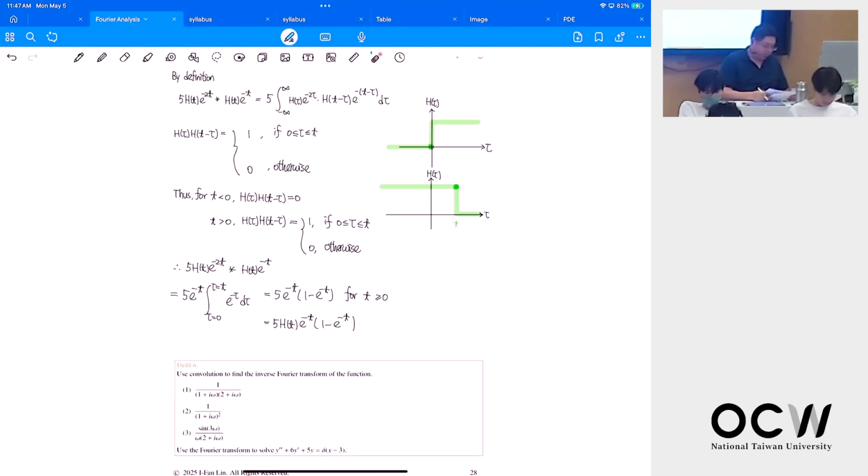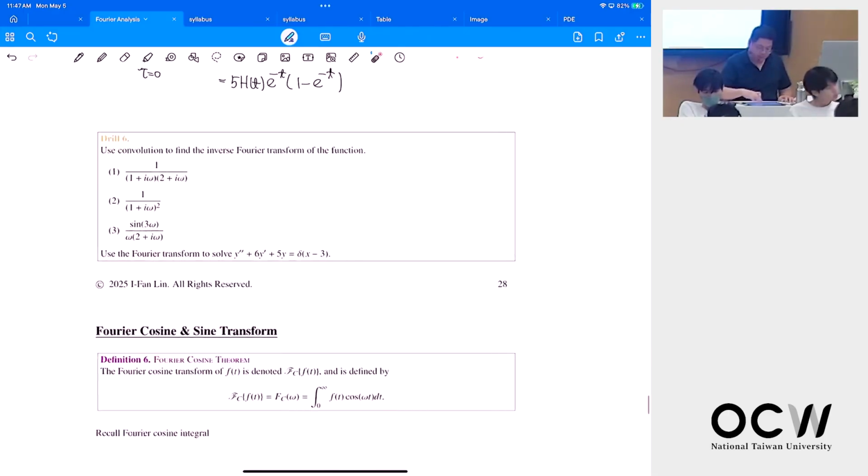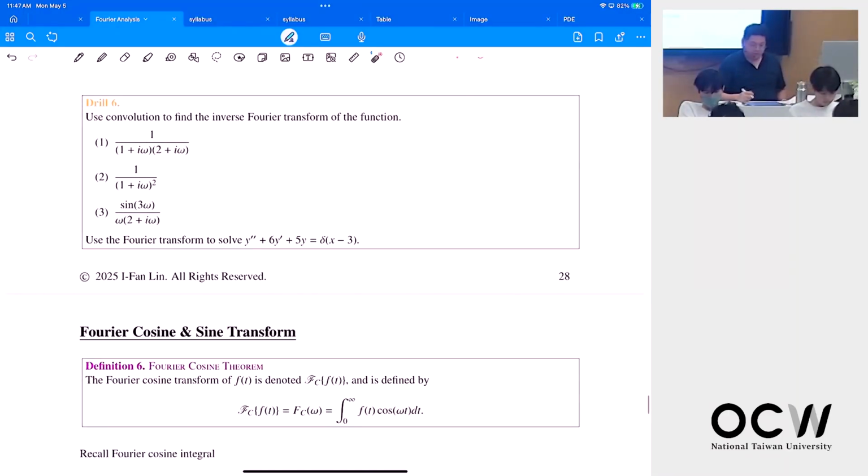Right, the last one will be the Fourier cosine transform and Fourier sine transform. We will see that in partial differential equations. So let's just take a look. What is the Fourier cosine and Fourier sine transform? First, let's see the Fourier cosine transform. This is the definition. Instead of times the complex exponential, I have a function just times cosine.